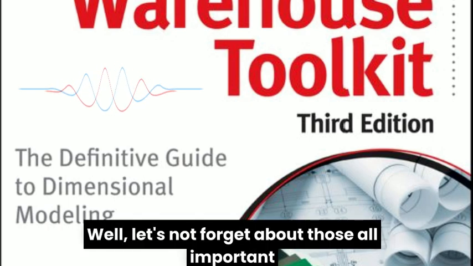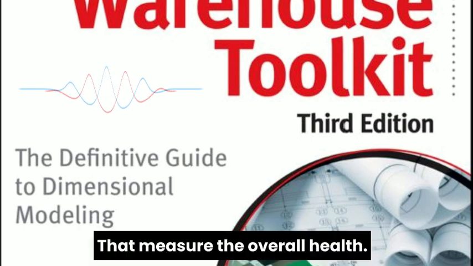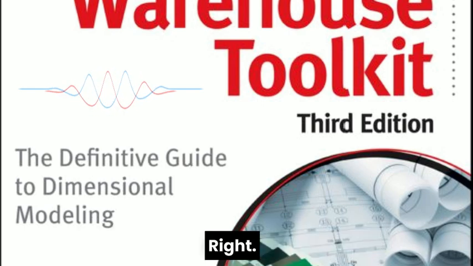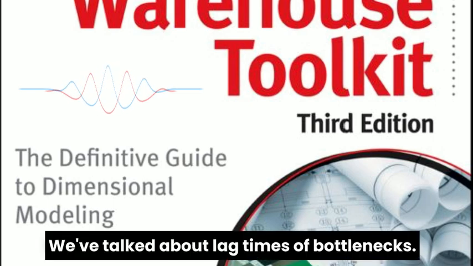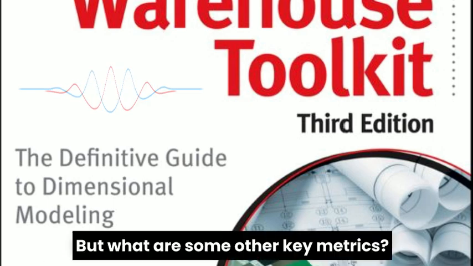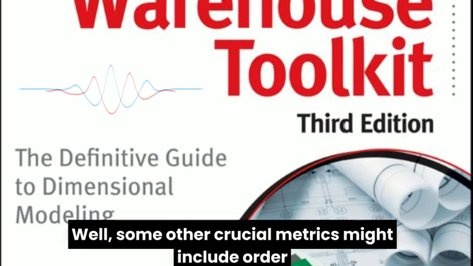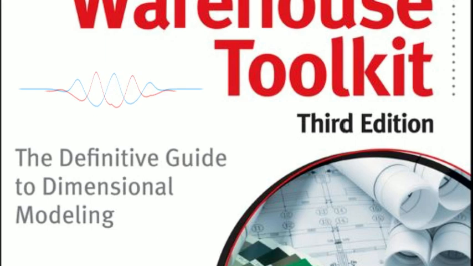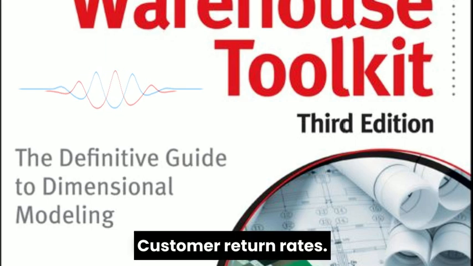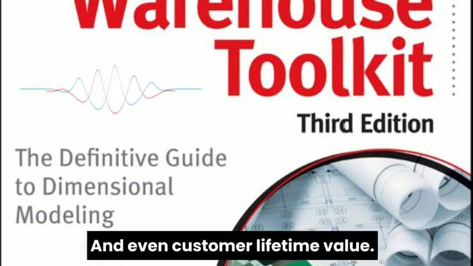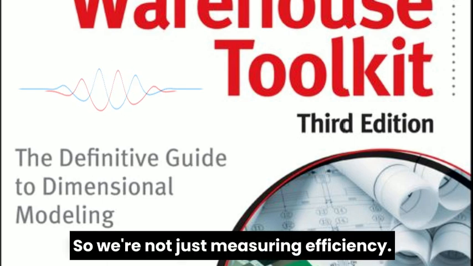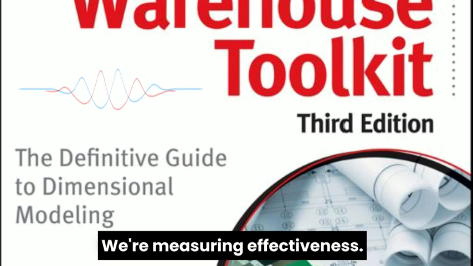Right. Well, let's not forget about those all-important metrics that measure the overall health of your order management process. We've talked about lag times and bottlenecks. But what are some other key metrics? Well, some other crucial metrics might include order accuracy rates, on-time delivery rates, customer return rates, and even customer lifetime value. So we're not just measuring efficiency. No, we're not. We're measuring effectiveness. Exactly.